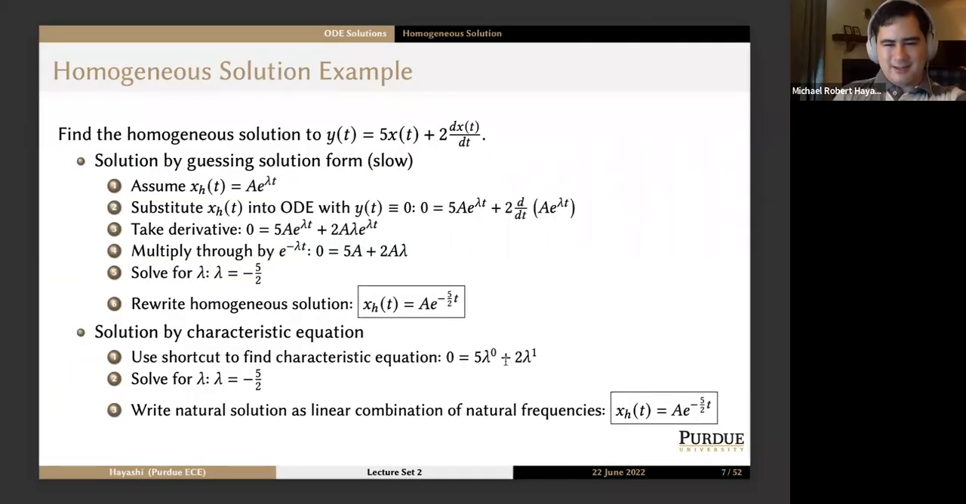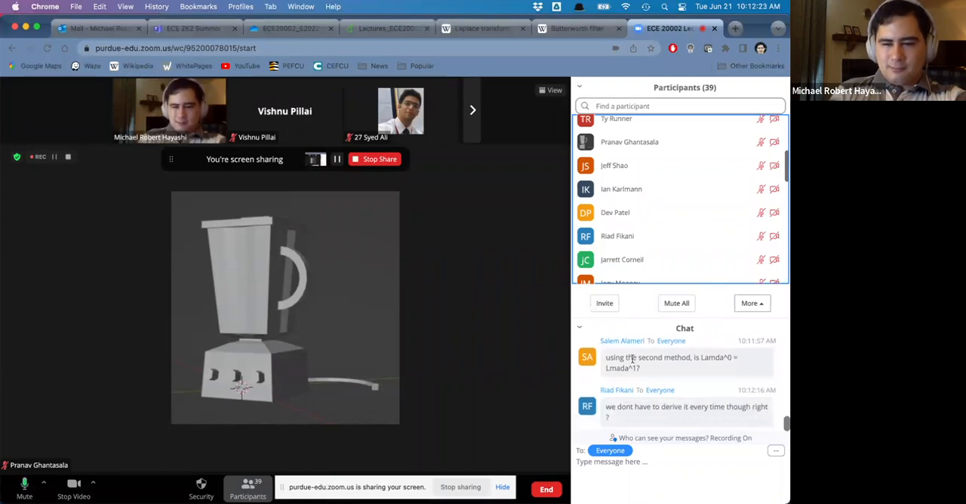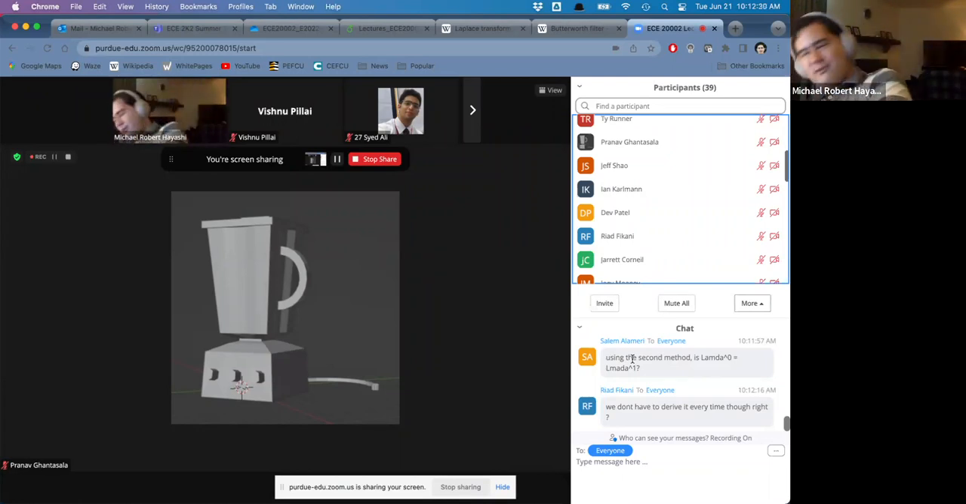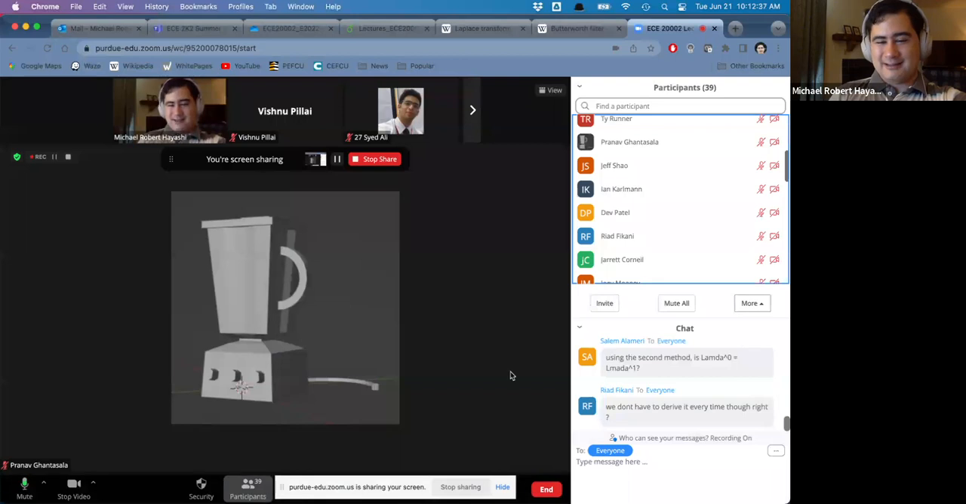And the second is lambda to the 0 equal to lambda to the first? No. Negative 5 lambda to the 0th is equal to 2 lambda to the first. The coefficients are very important to keep. We don't have to derive it every time, though, right? Absolutely not. I use the shortcut basically every time for the rest of this course. The shortcut is so much faster.